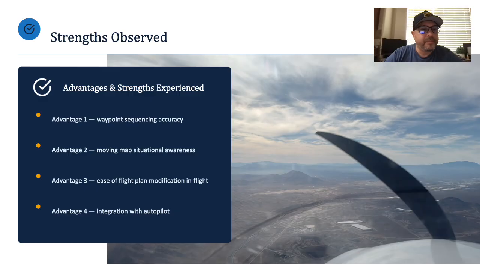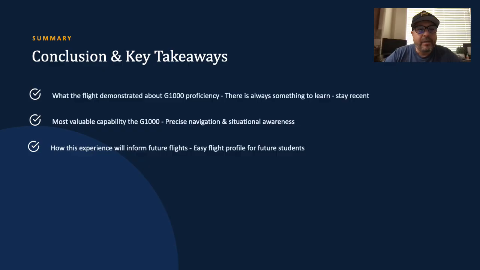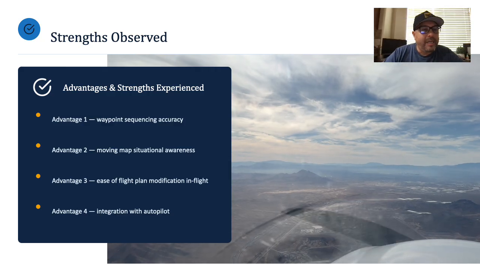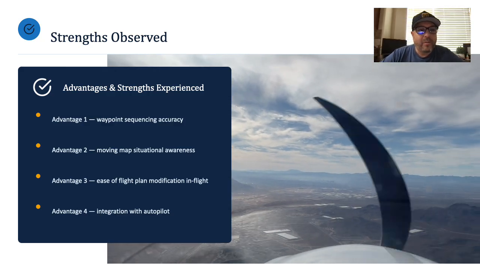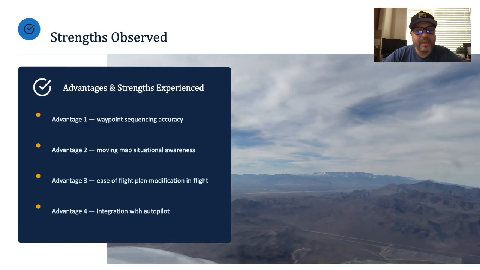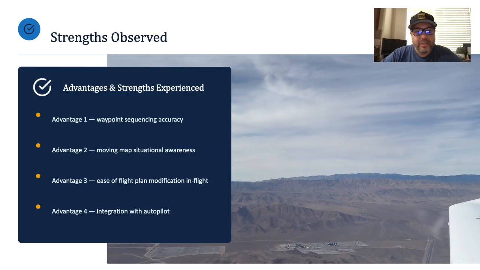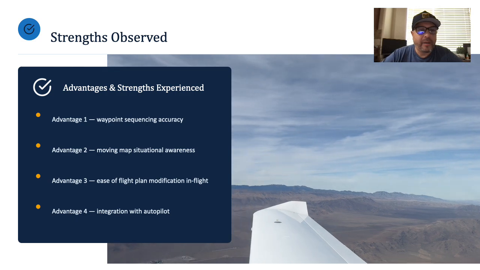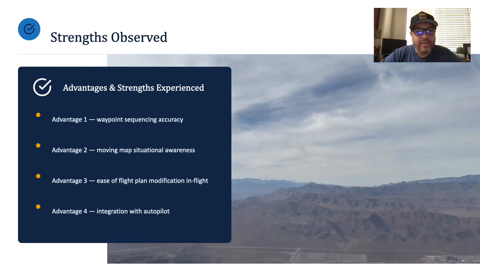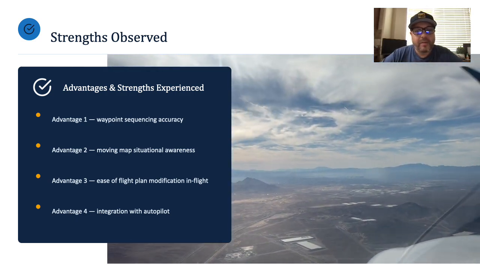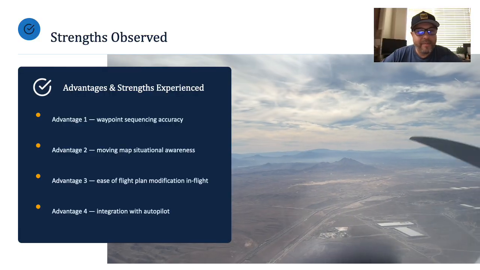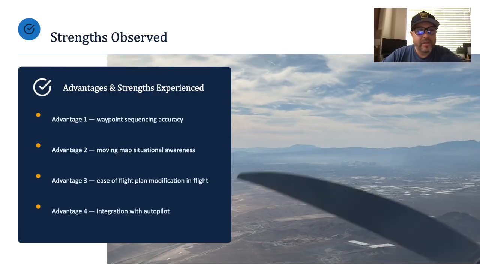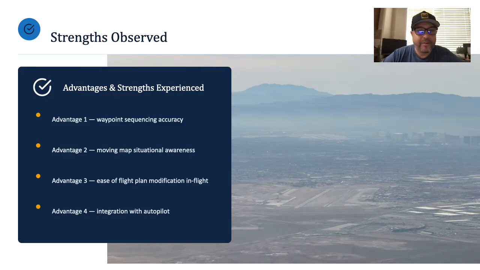So some strengths observed here. Let me go back real quick. So advantage one, waypoint sequencing and accuracy. That G1000 hones in on your waypoints and guides you directly to it. As long as you have an updated GPS database, you have no RAIM outages, and with WAAS, we're able to fly those waypoints with accuracy.